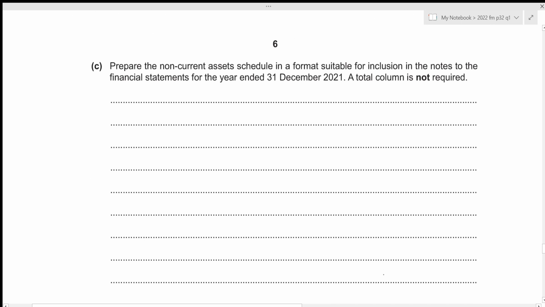We now need to prepare the non-current assets schedule in a format suitable for inclusion in the notes to the financial statements for the year ended 31st December 2021, and we do not require a total column. Okay, so we have three different assets. The very first one was motor vehicle. I'm just going to write it down. We were given plant and machinery. And we were given building.